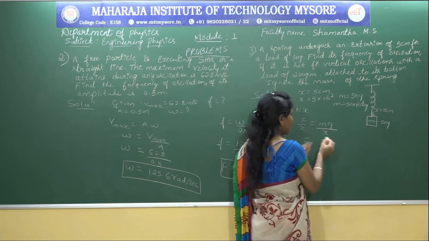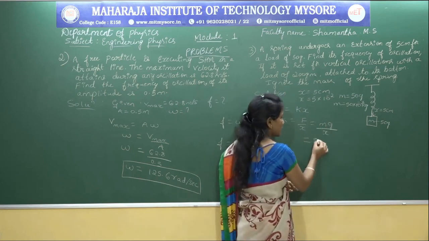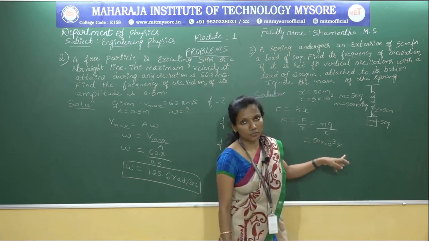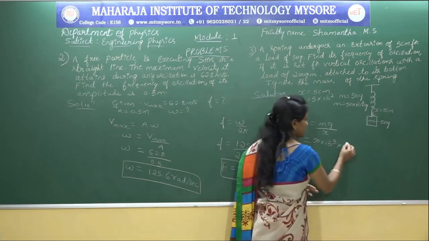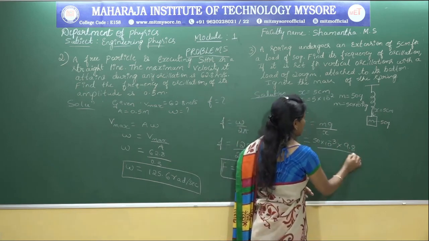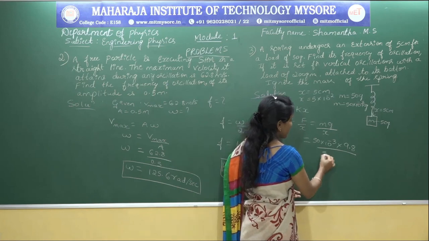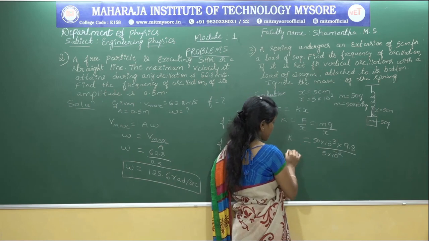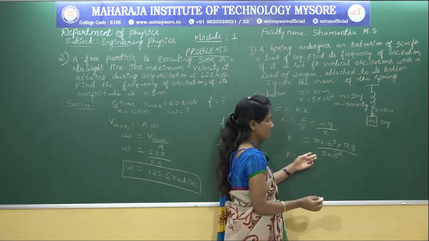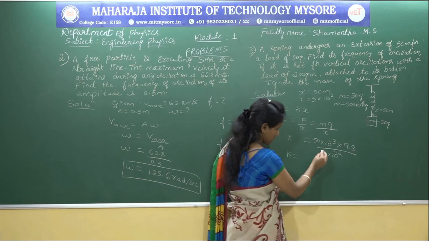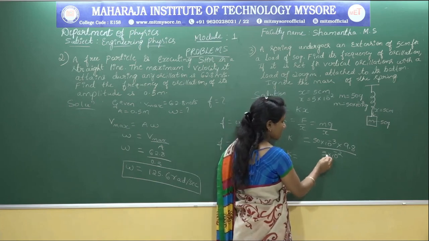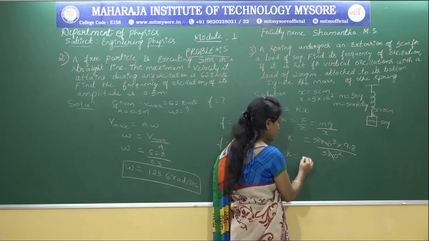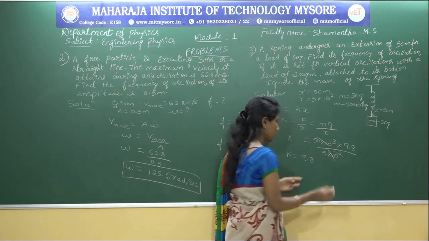So, what is the M value? 50 into 10 raised to minus 3, and G, acceleration due to gravity, that is 9.8. And what is the extension? 5 into 10 raised to minus 2. So, if we calculate this, then what we will get? Here the 5 will get cancelled, same value, then we will get 9.8.